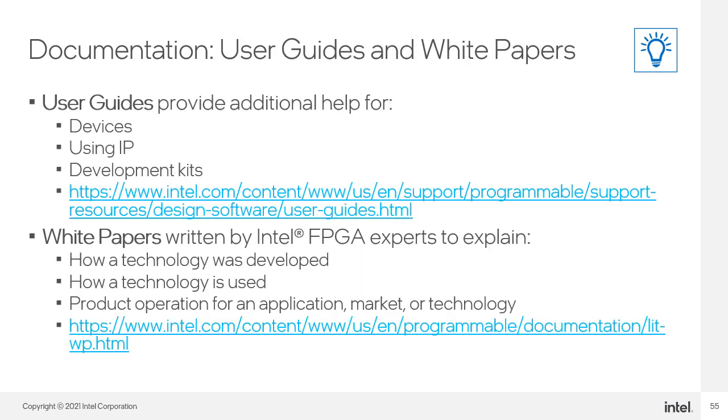Other useful types of documentation are user guides and white papers. User guides are detailed technical documents that help you use certain Intel FPGA devices, selected IP, and development kits. White papers are shorter technical documents that cover a specific end market or technology feature, or how to use a specific Intel FPGA product feature. You can find user guides and white papers at the links provided.